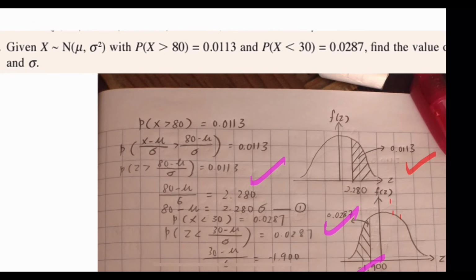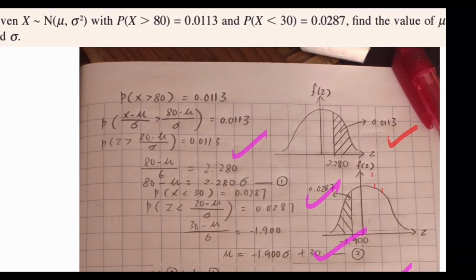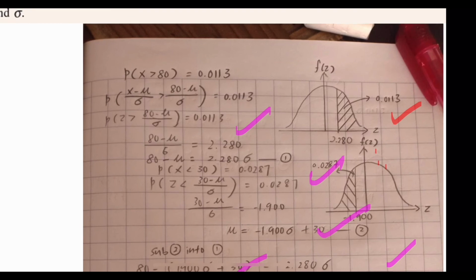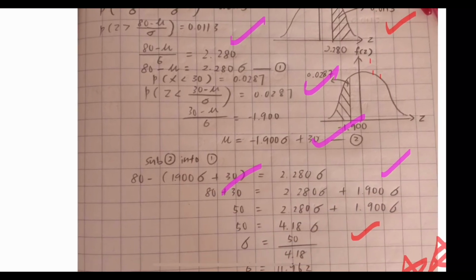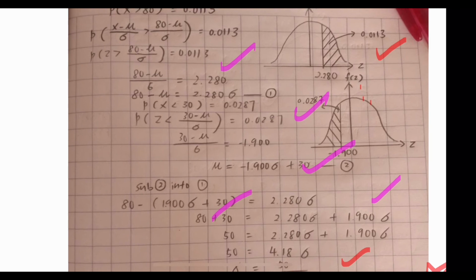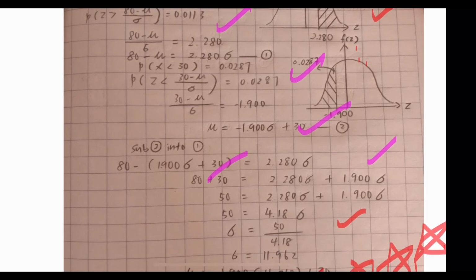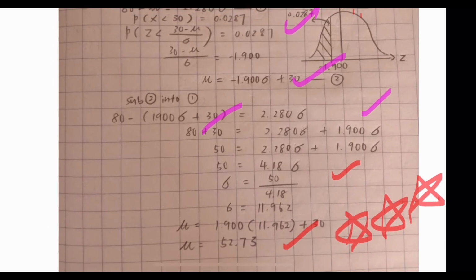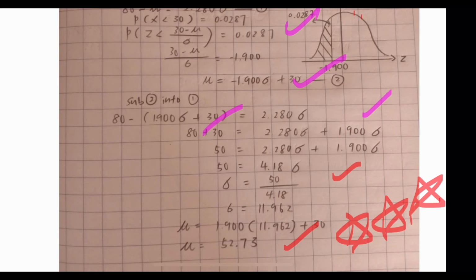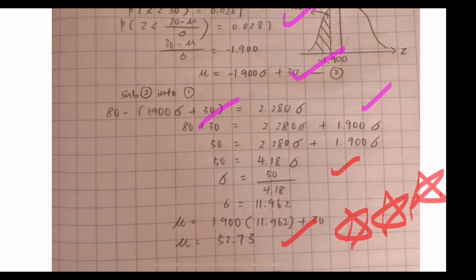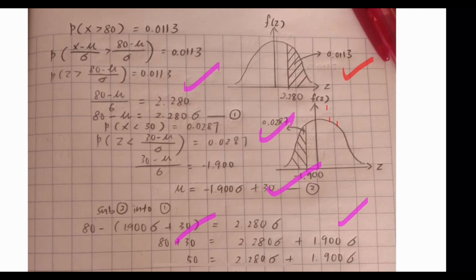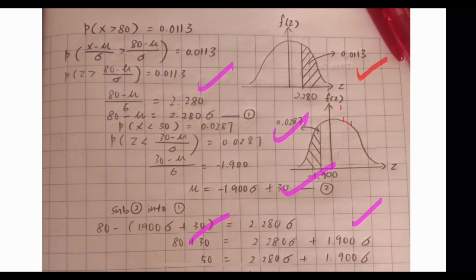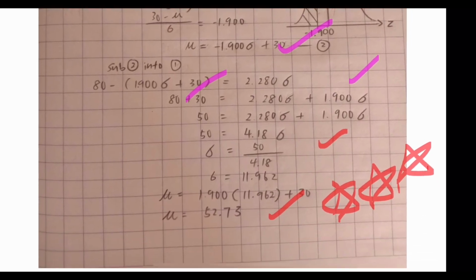First of all, the question says probability X larger than 80 equals 0.0113. So I convert X to the z-score, and I use the formula to find it. So probability (X - mean) over standard deviation larger than (80 - mean) over standard deviation equals 0.0113. Since the area is shaded to the right, I use the calculator to find the z-score.